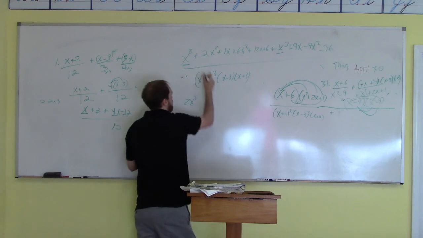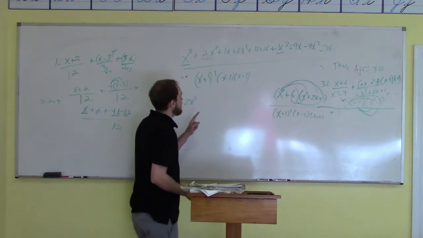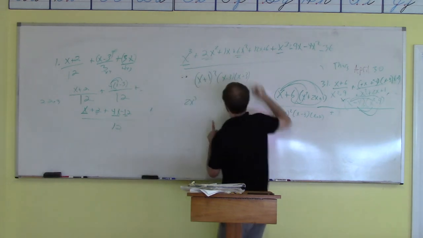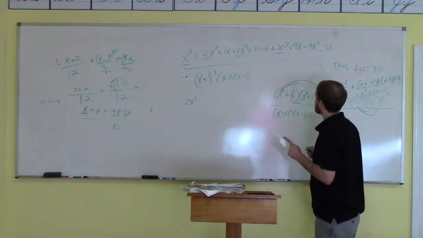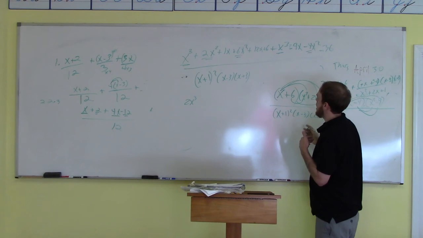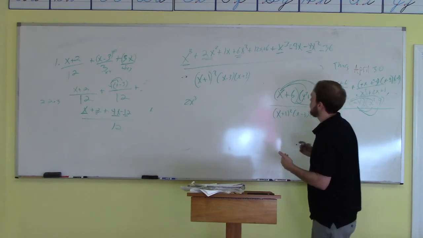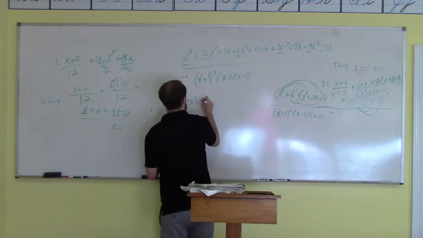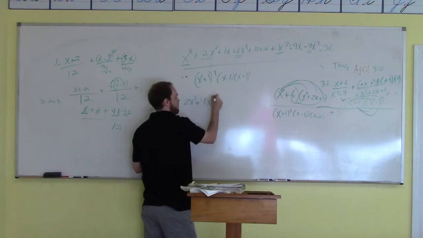Then I'm looking for x squared. So I have 2x squared and a 6x squared, so that's 8x squared. Then I have a negative 4x squared, so that's 8 minus 4, so that's 4x squared.